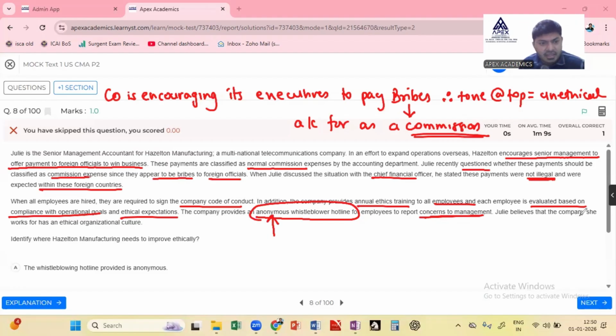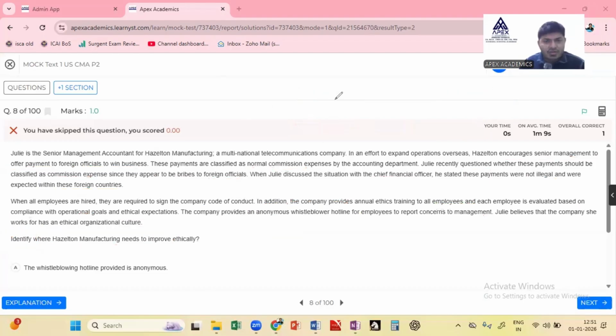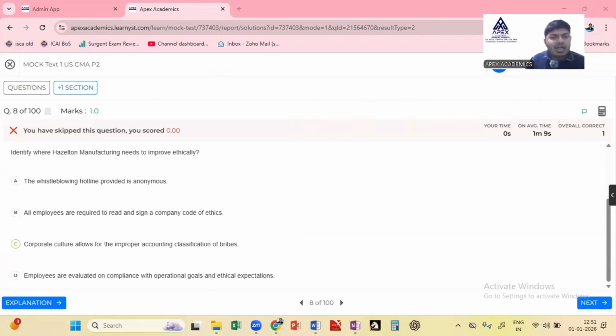Julie believes that the company she works for has an ethical organizational culture. Identify where this company needs to improve in terms of ethics. Now let's clear this. Let us read and justify each of these options. The whistleblower hotline provided is anonymous, so should you improve it? No. Always remember that a whistleblower's identity must be protected.